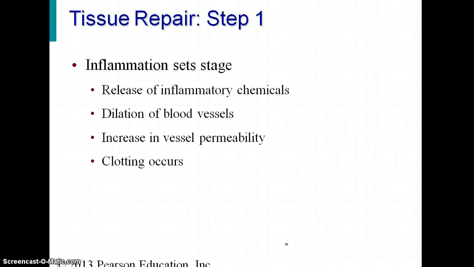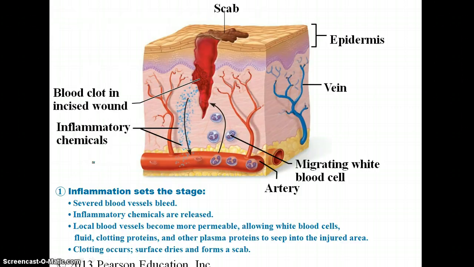So 3 steps of tissue repair. The first step is inflammation. And what happens during this stage is your blood vessels and the tissue will actually release inflammatory chemicals. The blood vessels will dilate, so they'll open up and they will allow more blood to enter into that area. They also become very permeable, which means they're going to allow a lot of things to actually leave the blood vessels. And this is when we're also going to see clotting start to occur. So here's our picture of stage 1, or step 1, I suppose.